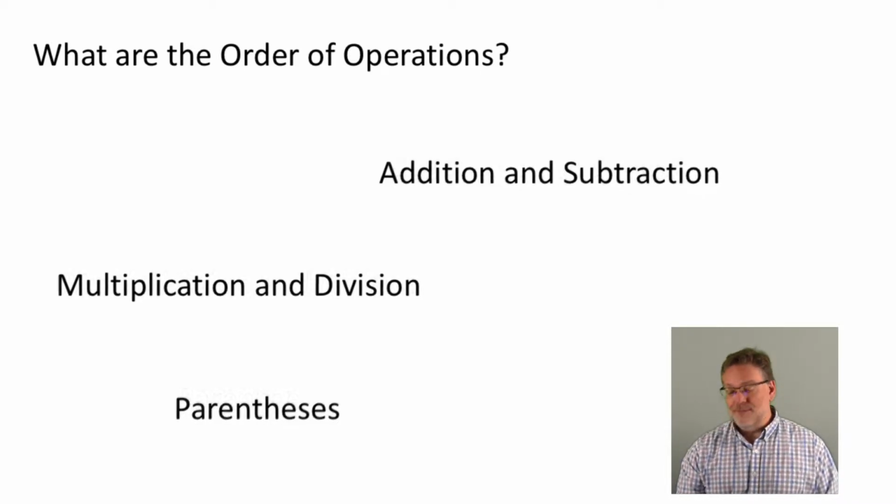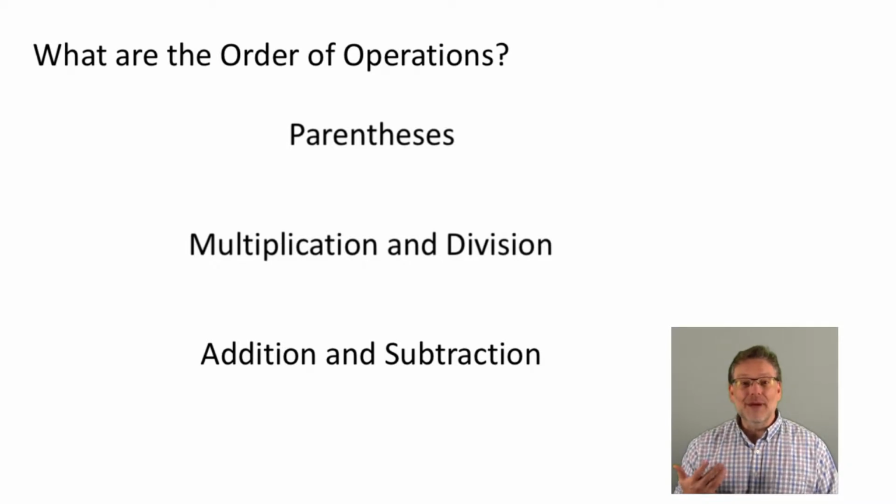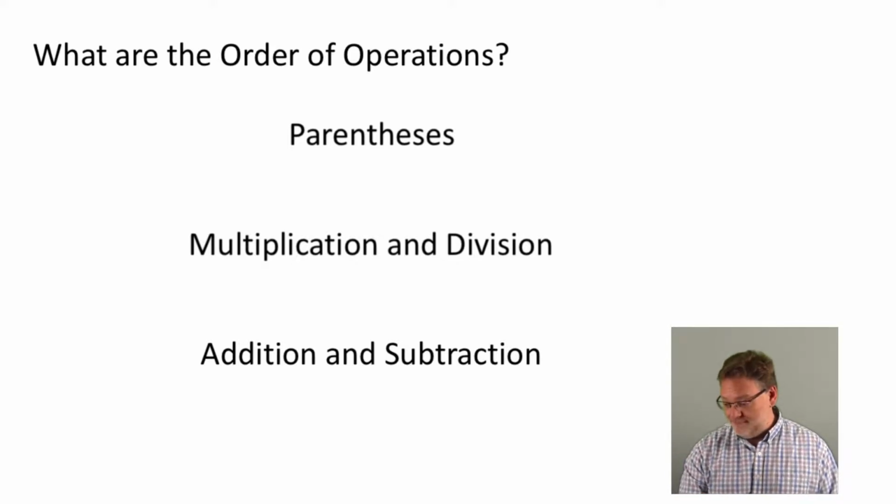As it turns out, parentheses are first, multiplication and division have equal priority, they're executed second, and then lastly we have addition and subtraction. Addition and subtraction also have equal priority. If you have a sequence that's just pluses and minuses, those have equal priority and are simply executed from left to right.